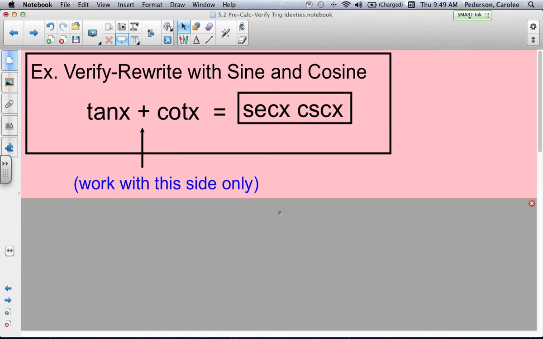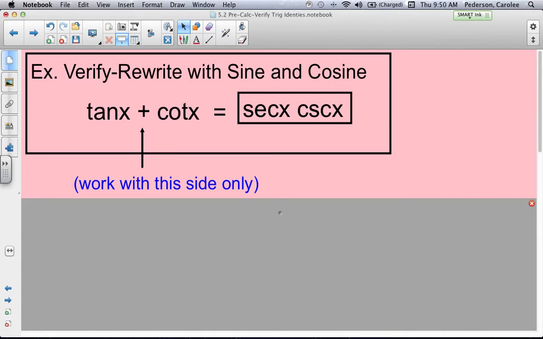So what might I want to do with that tangent of x or that cotangent of x? 1 over tangent of x with cotangent of x? Okay, that's a good start. What else might you want to do? What's another thing you could do? Put them into sines and cosines. So what identity would help us to get us into sines and cosines? And that would be multiple identities.